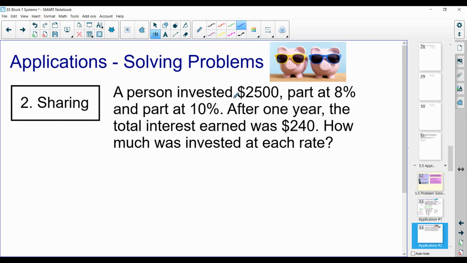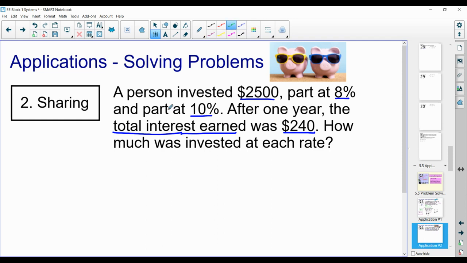So as we read through this here, we know that we've invested $2,500. We know that amount of money has been broken into two parts. And after a year, we have a total interest earned, and that total interest earned is $240. So again, there's a requirement here that you have some previous knowledge about how to calculate percentages, how to break things up into parts. But I'm going to talk you through this, and then as you see other examples, you can use this to refer to. So our first step is to always define our variables.